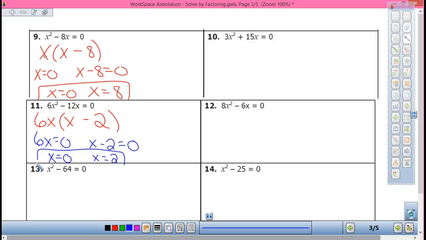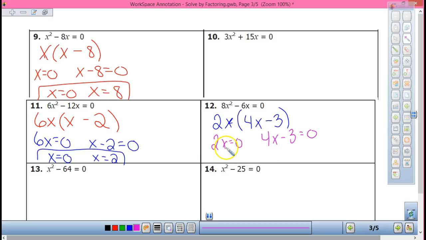All right, so look at 12. What can I take out of 12? 2 and x. I am left with 4x minus 3. Okay, this is still okay. What's my first thing I'm setting equal to 0? 2x equals 0. 4x minus 3 equals 0.